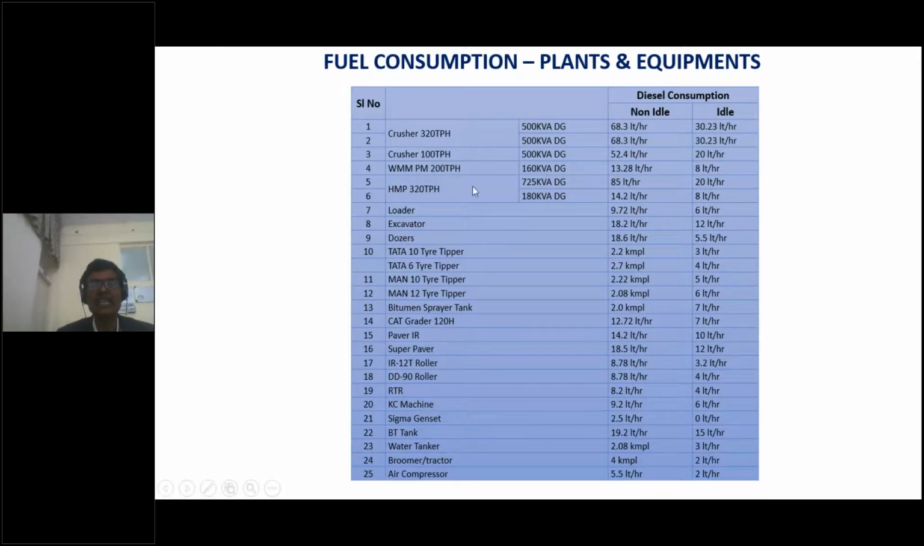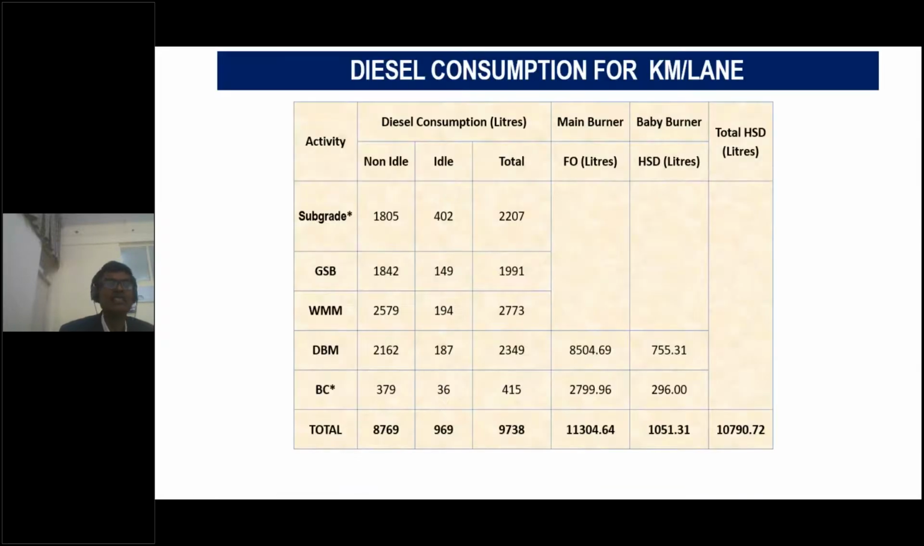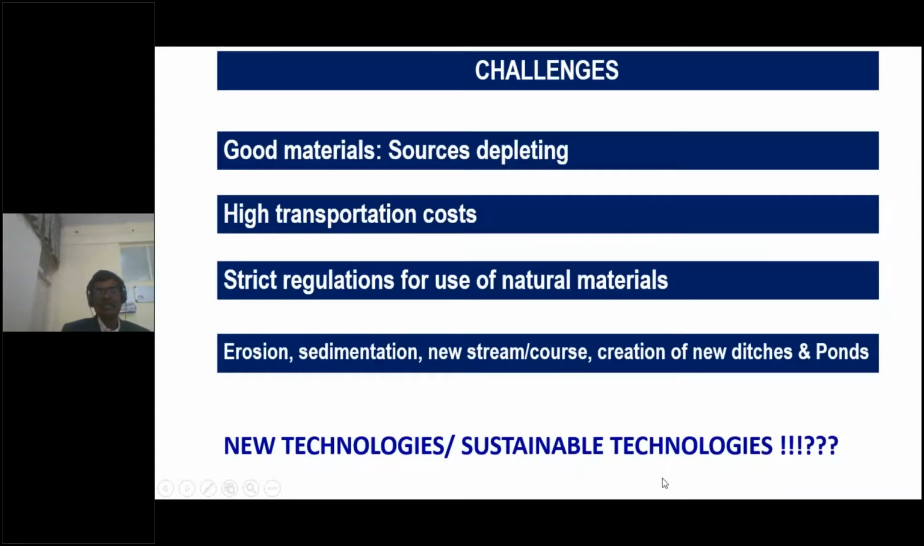We use a lot of equipment. The normal consumption for the big plants varies from 10 to 60 liters per hour. We run in 2 shifts, 3 shifts. So this is the approximate diesel fuel calculation per lane per kilometer. If it's a new construction, we need 10,000 liters per lane per kilometer. Imagine how much fuel we use in road construction. So what are the challenges? Of course, the good material sources are depleting.